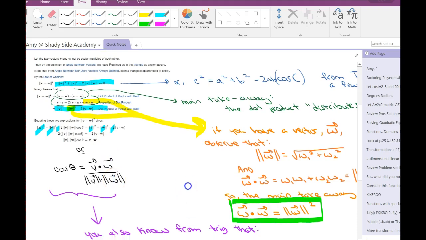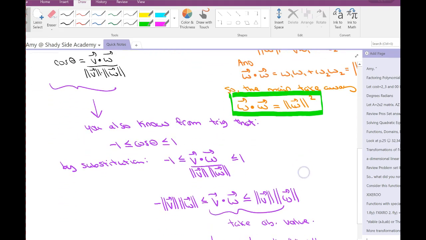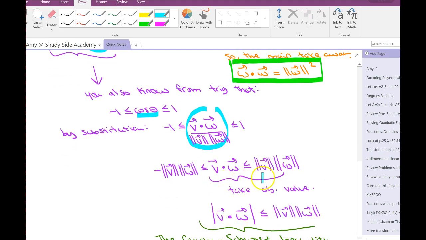I'm going to add to this, just because it blends seamlessly right now, that you also know from trig that the cosine of an angle exists between -1 and 1. So by substitution, since this is cosine, I'm going to insert that right here. Compound inequality. Multiply all three parts, if you will, by the denominator. I get this. I'm going to take the right-hand side and just take the absolute value.